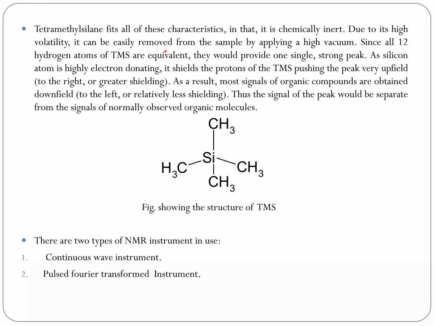So tetramethylsilane fits all of these characteristics in that it is chemically inert. Due to its high volatility, it can be easily removed from the sample by applying high vacuum. Since all 12 hydrogen atoms of TMS are equivalent, they provide one single strong peak. As the silicon atom is highly electron donating, it shields the protons of the TMS, pushing the peak far upfield. As a result, most signals of organic compounds are obtained downfield. Thus, the TMS peak is separate from the signals normally observed for organic molecules.